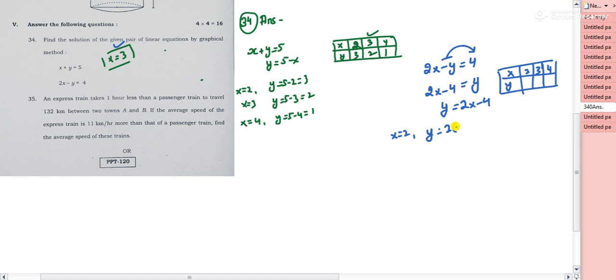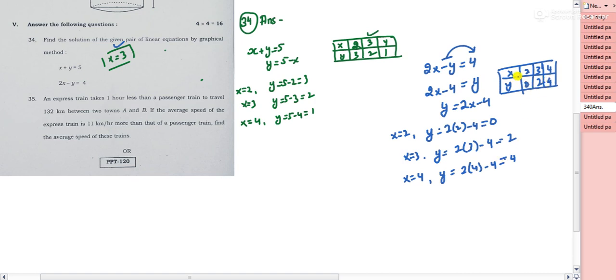Y will be 2 into 2 minus 4. So 4 minus 4 is 0. Got it? When x is 3, y will be 2 into 3 minus 4. So 6 minus 4 is how much? 2. And last, when x is 4, what will be y? It will be 2 into 4 minus 4, that is 8 minus 4, which is equal to 4.